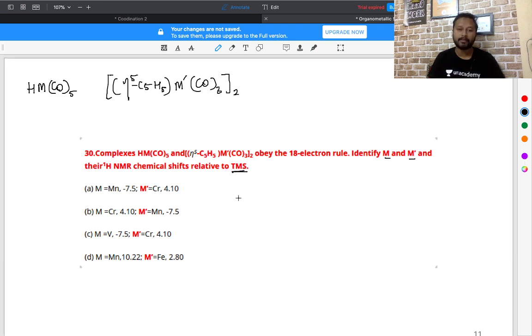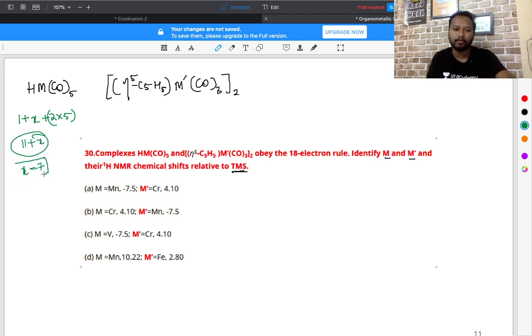TMS is tetramethylsilane. First of all, you can easily find out using the 18 electron rule. Let's do it for the first complex. Over here, this hydrogen is a 1 electron donor, so we'll write down 1. The metal we don't know, so let's write X. And each CO will give you 2 electrons, so 2 into 5 is 10. So 10 plus 1 is 11, so you get 11 plus X. In order to follow the 18 electron rule, X should be 7.